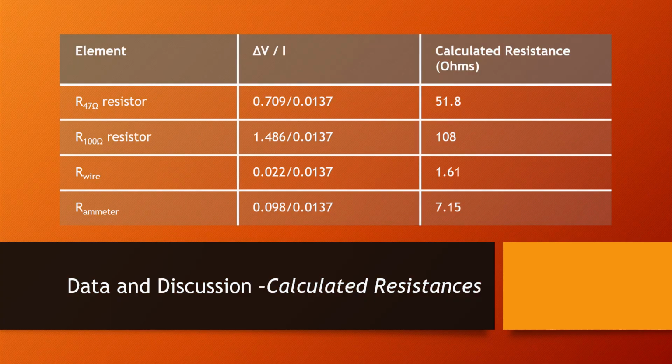Calculated resistances. When we put the voltages around each component and the current around each component, we can calculate the resistance, and they come out to be fairly close to what we expect. The weird one for me is the ammeter is a little bit higher than I expected. I would have expected to have a similar resistance to the wire.